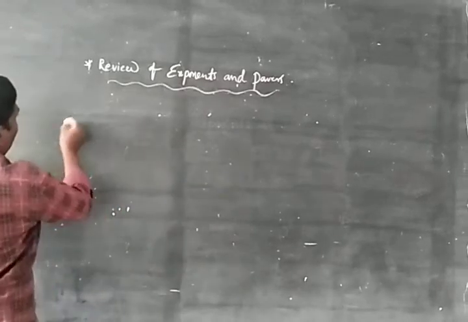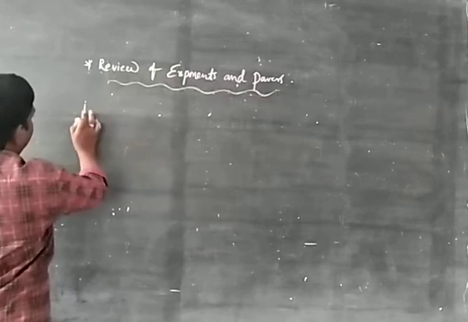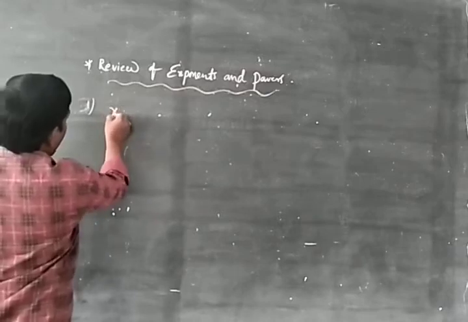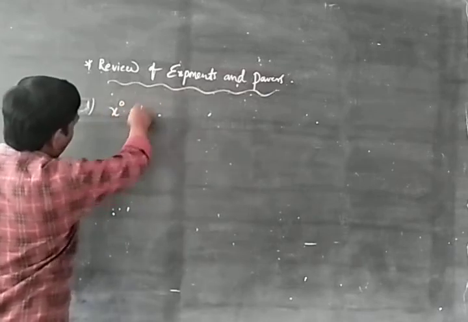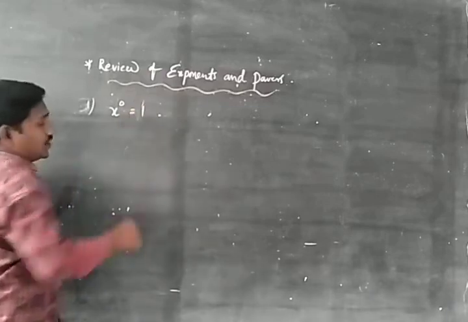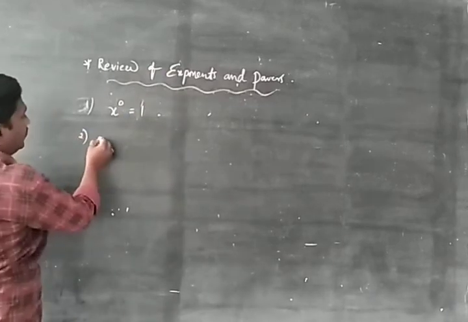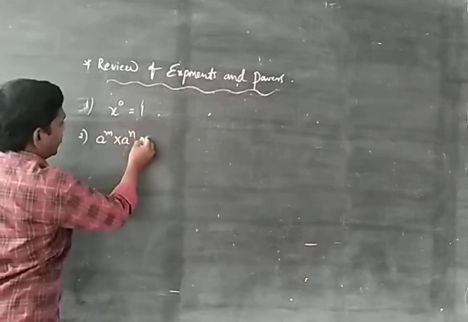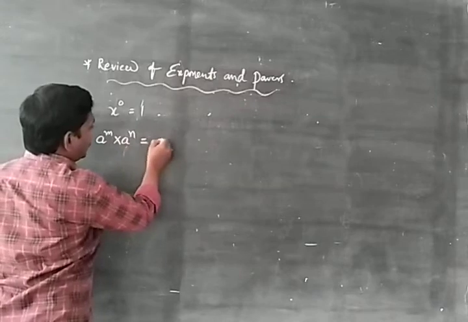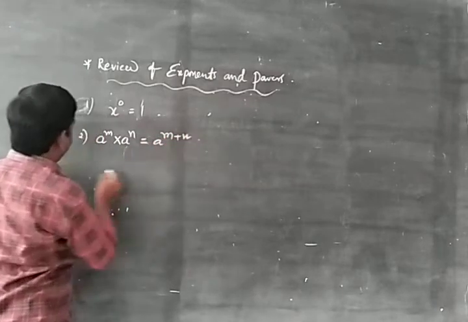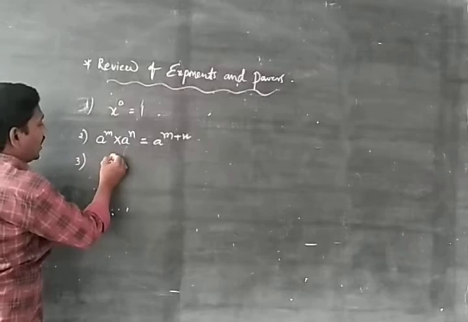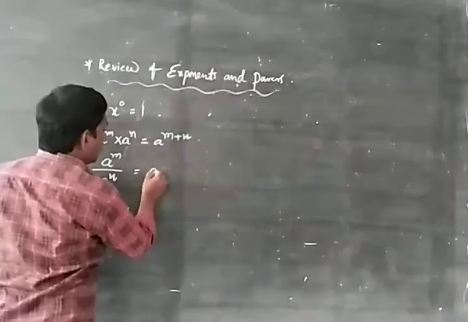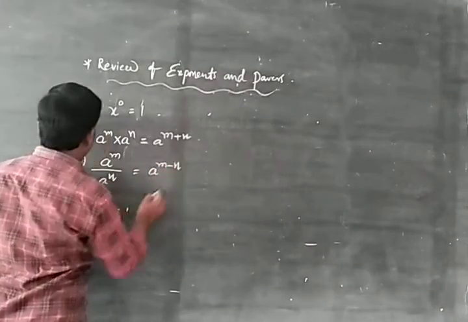Some exponent formulas. Number 1: x power 0 equal to 1. Anything power 0 is 1. Number 2: a power m into a power n equal to a power m plus n. Third one: a power m by a power n equal to a power m minus n.